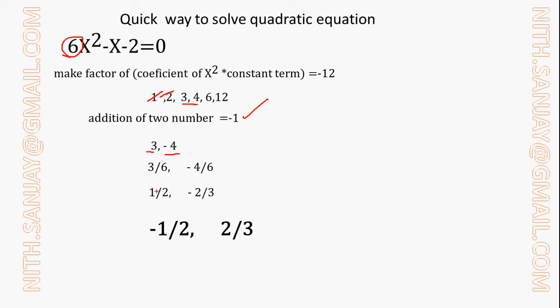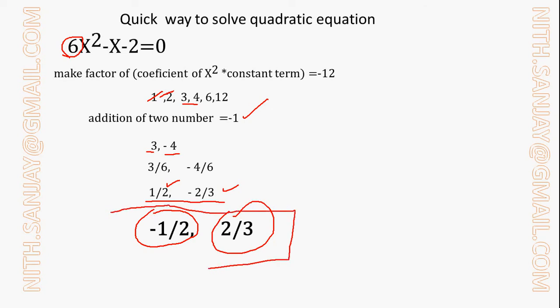So simplifying this, I will get 1 by 2, because 3 can be taken common, and from here this is 2 by 3. Now I will change the sign of these two numbers. I will change the sign of 1 by 2, it will be minus 1 by 2. I will change the sign of minus 2 by 3, it will be plus 2 by 3. So these two are the roots of our quadratic equation.